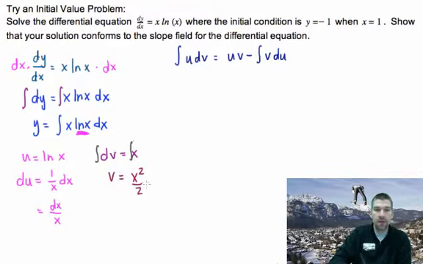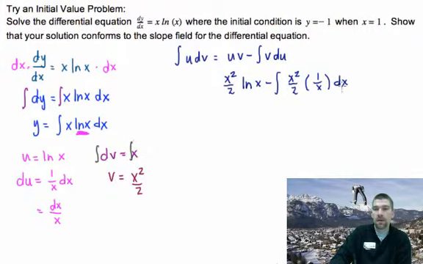So u times v, x squared over 2 times the natural log of x, minus the integral of v du, x squared over 2 times 1 over x dx. Now, when you're looking inside this integral, don't panic. Look at this. Look what's going to happen. This x down here on the bottom cancels out with one of these x's up here.